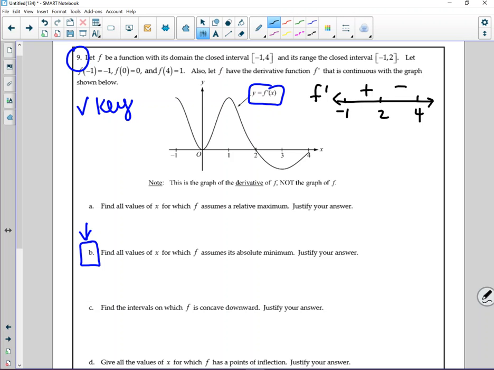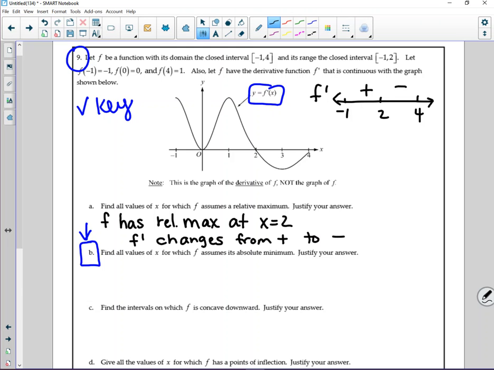So, based on that, I would say f has a relative maximum at x equals 2. Justification, f prime changes from positive to negative.